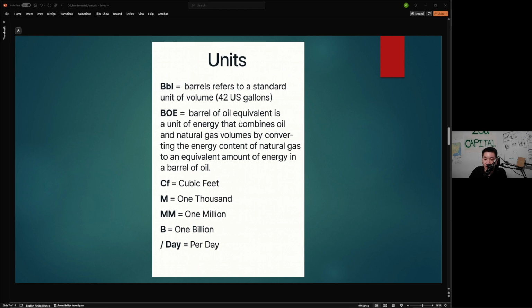It's a unit of energy that combines oil and natural gas volumes by converting the energy content of natural gas to an equivalent amount of energy in a barrel of oil. CF stands for cubic feet, and M means 1,000. Therefore, MCF means 1,000 cubic feet, and so on.